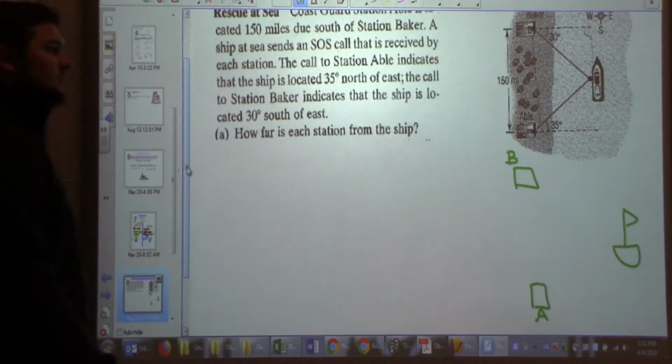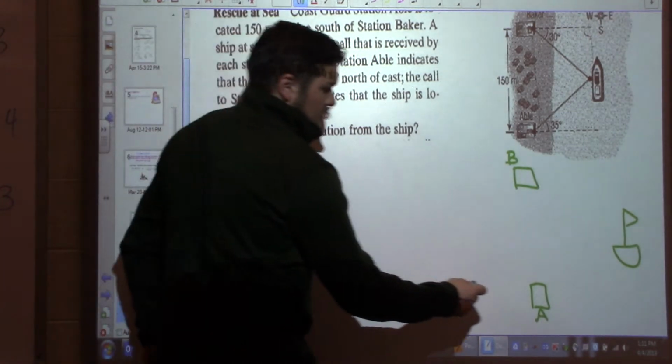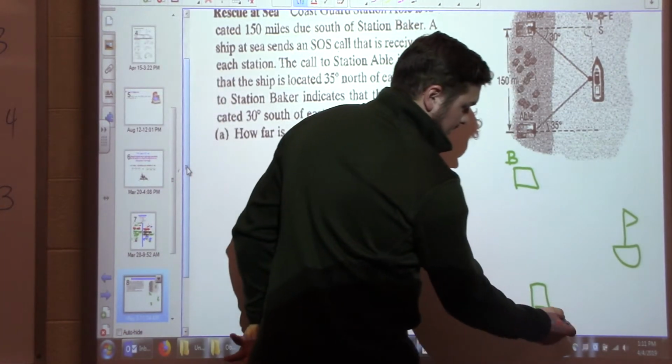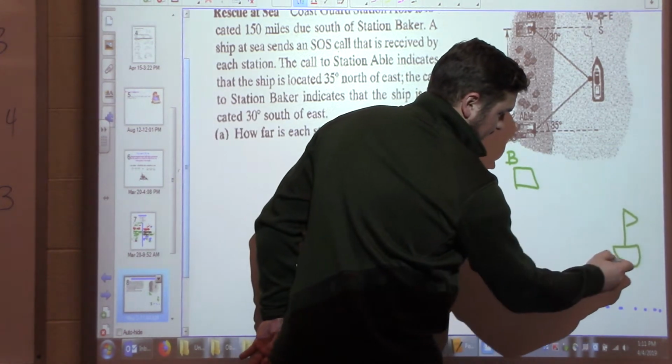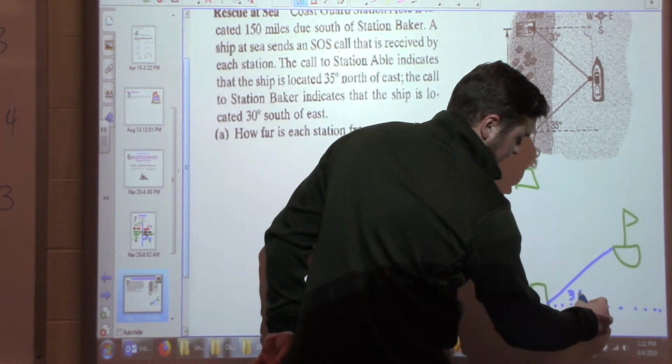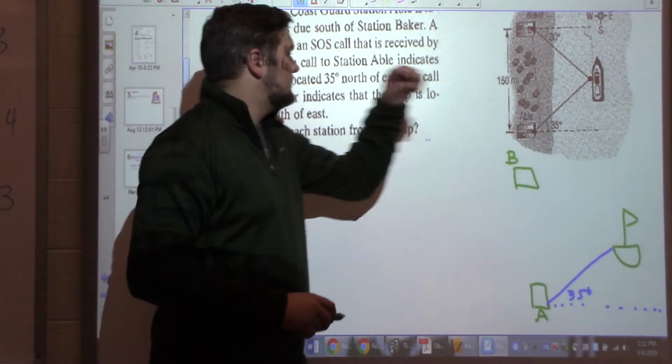Station Able indicates the ship is located 35 degrees north of east. So north of east. So if I'm going east, I'm going to the right. And it's north of that. That means this is 35 degrees. Okay? It's even on our picture.